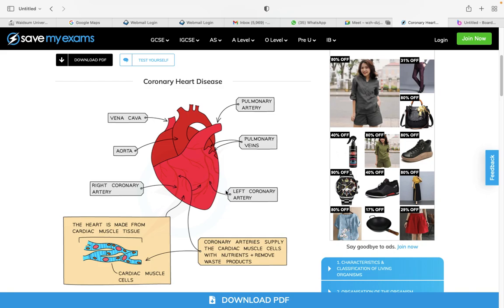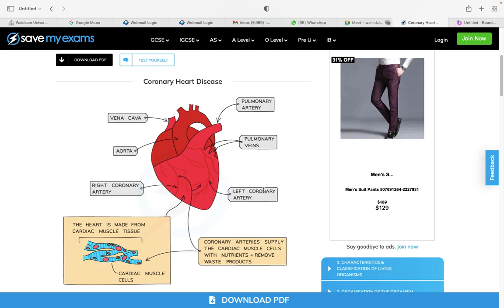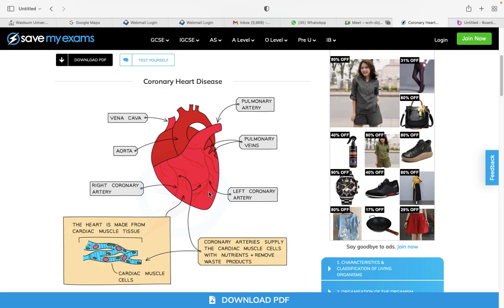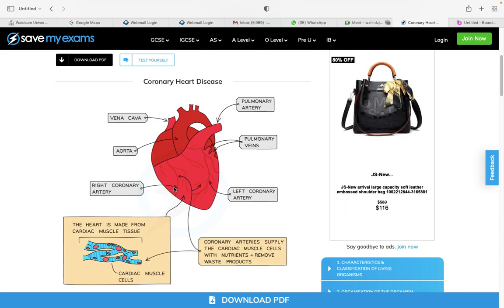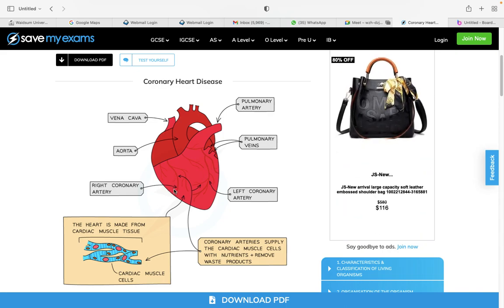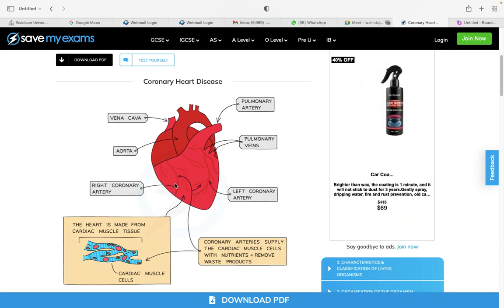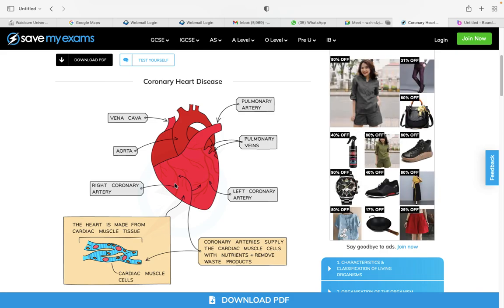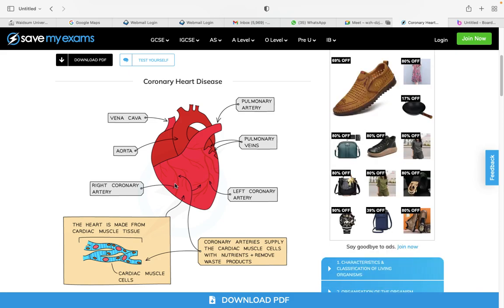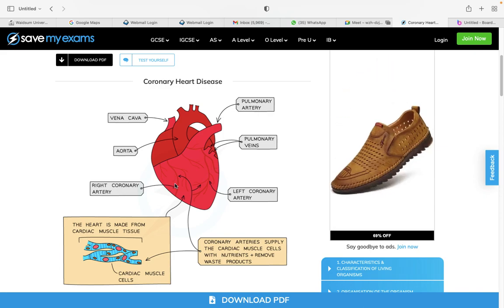But here you see a different thing that has been included, which is the left coronary artery, the one supplying the heart muscles on the left side, and the right coronary artery, the one supplying the muscles on the right side. Now, the heart is made from cardiac muscle tissues. The heart itself is made from cardiac muscle tissues. Okay?